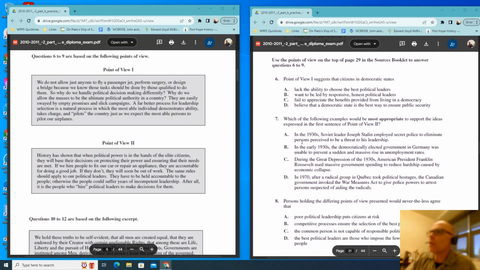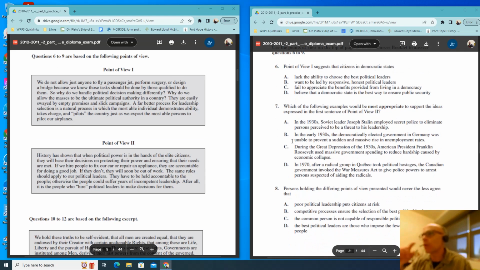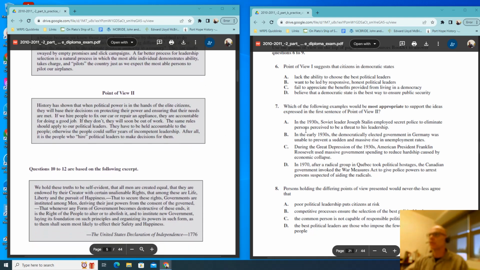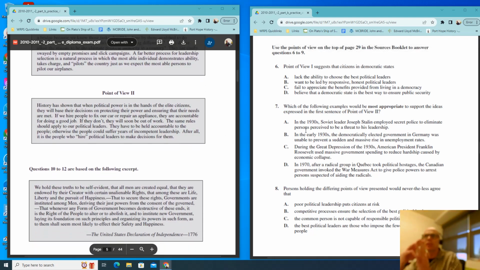Number 7, which of the following examples would be most appropriate to support the ideas expressed in 2? A, in the 30s, Soviet leader Stalin employed secret police to eliminate people. So I'm thinking of Stalin and his purges and all of that kind of stuff. Could that be appropriate evidence to support what's there? B, in the early 30s, the democratically elected government in Germany was unable to prevent a sudden and massive rise in unemployment rates.